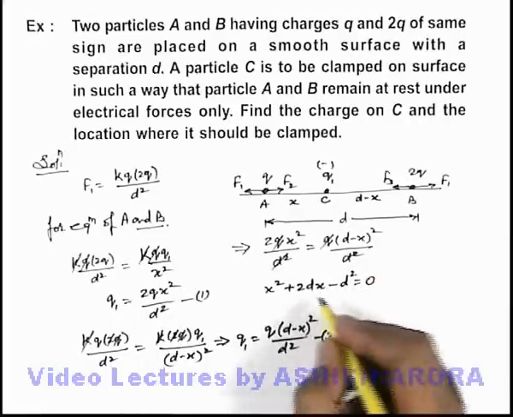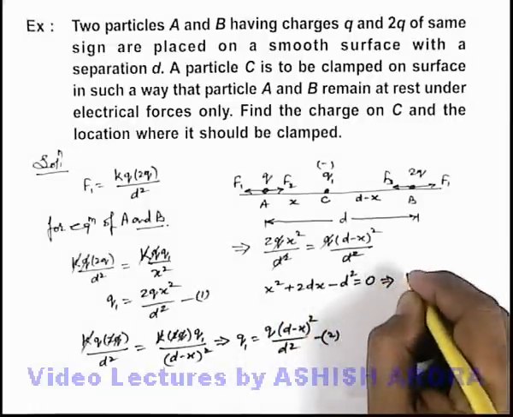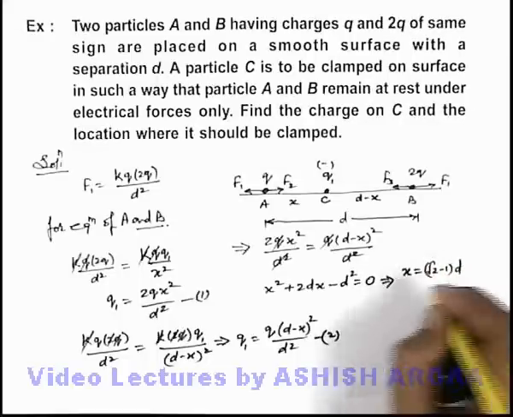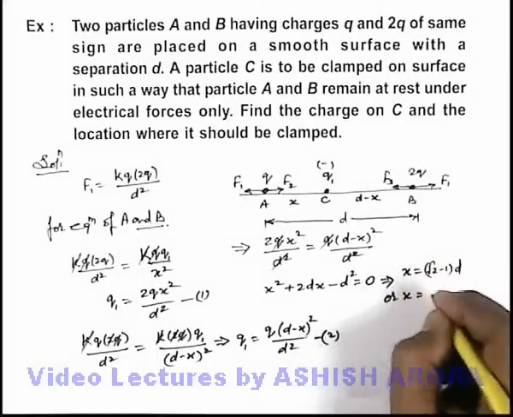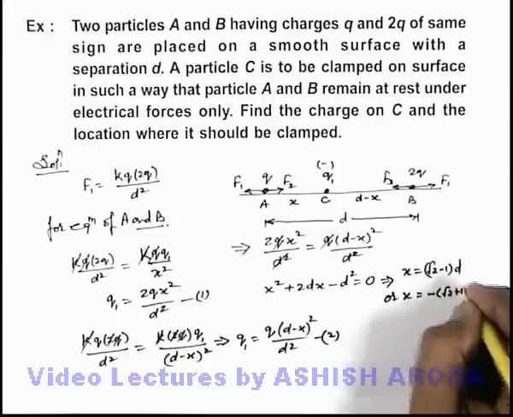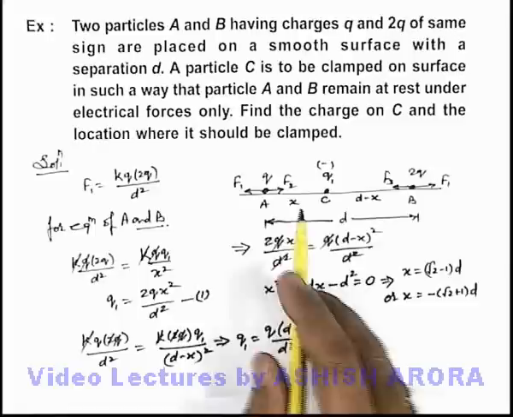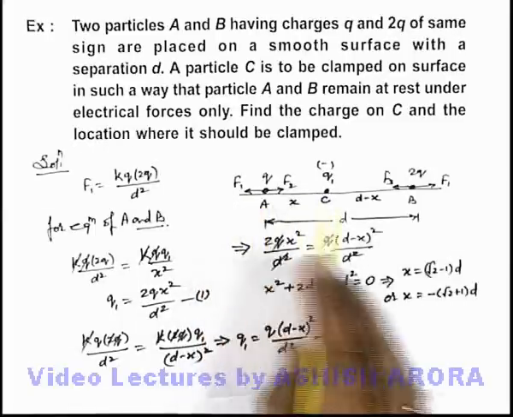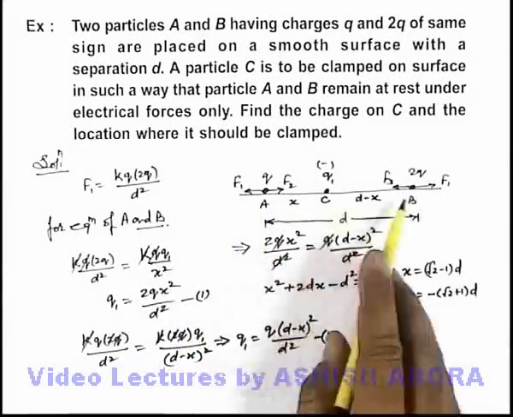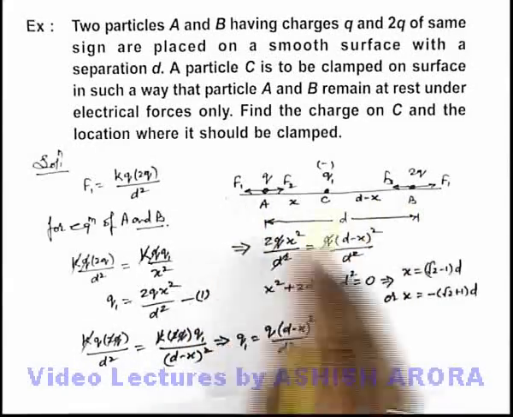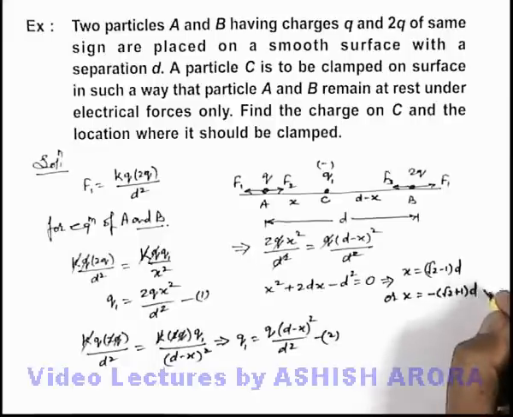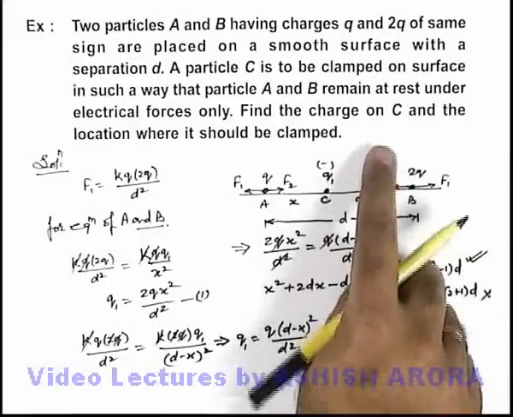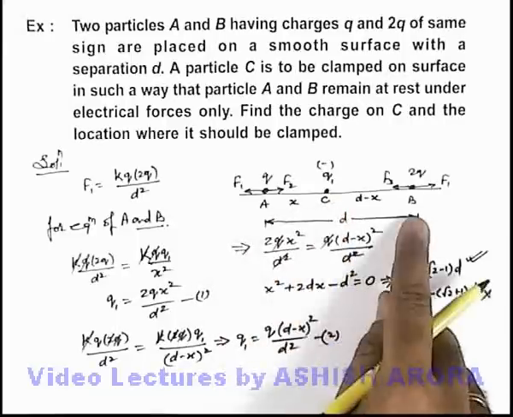Now if we solve the quadratic, it gives us two values of X. One is root 2 minus 1 times D and the other is negative of root 2 plus 1 times D. The value of X cannot be negative, because if the negative charge is outside the separation between the two charges, the forces can never be balanced. That is, A and B will not be in equilibrium. So we discard this value, and the other would be the position where the charge C must be clamped so that the two will be in equilibrium.